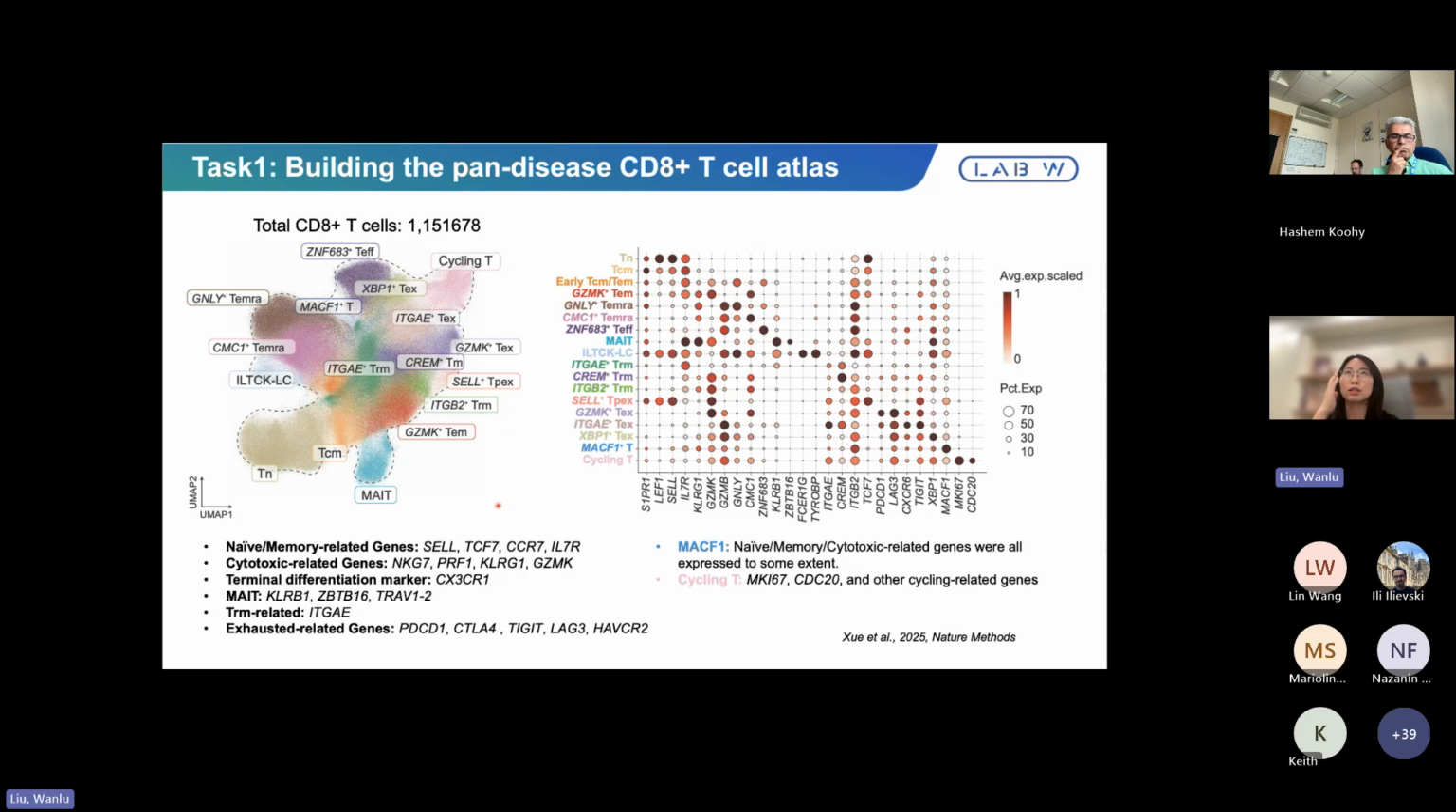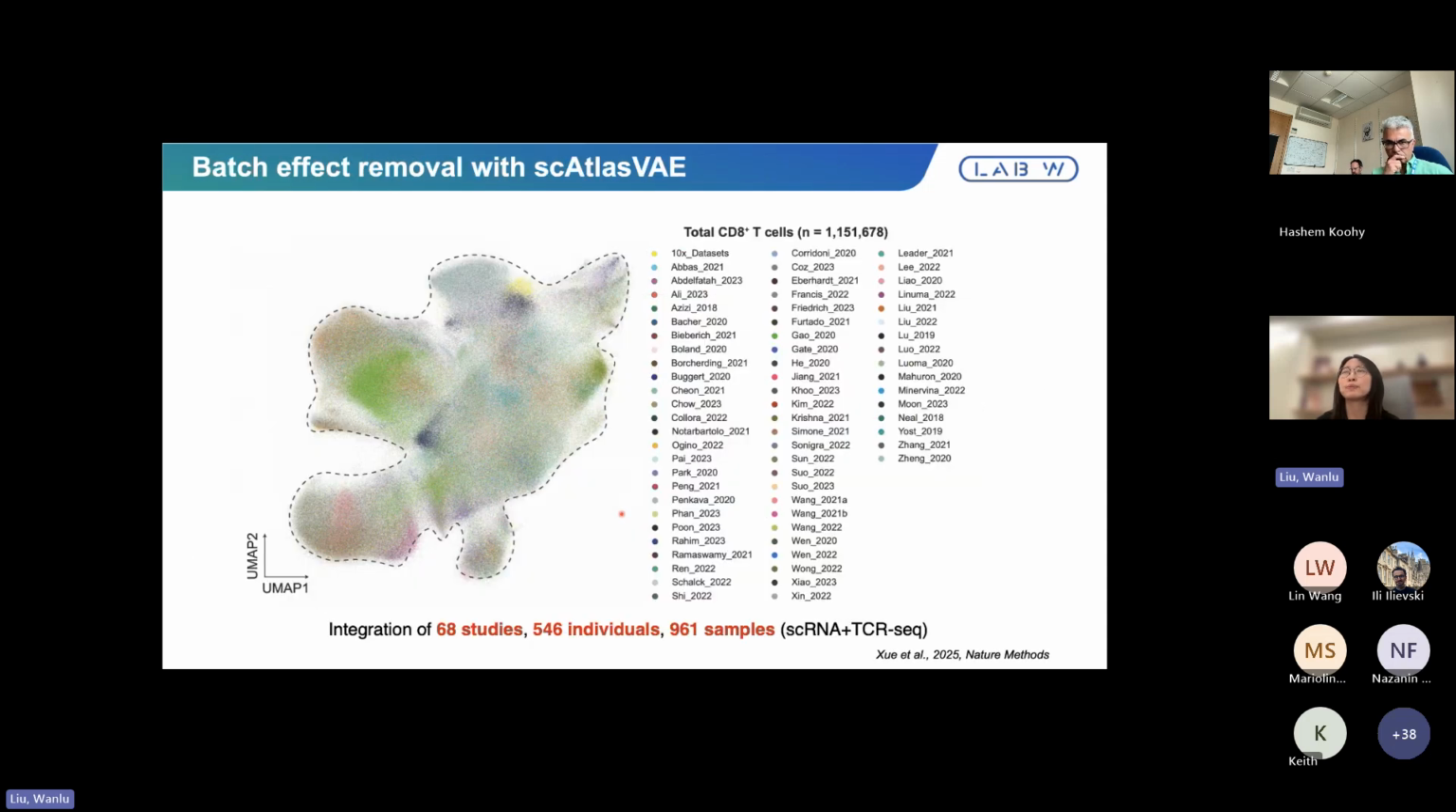So in the first task that we demoed, we built a pan-disease CD8 T cell atlas. As you can see, after we integrated all those 1 million CD8 T cells together, we manually annotated 18 CD8 T cell subtypes, including naive T cells, central memory, resident memory, cycling, exhaustion, or recently activated T cells, based on known marker genes. We also checked the expression of those marker genes in the 18 T cell subtypes that we annotated.